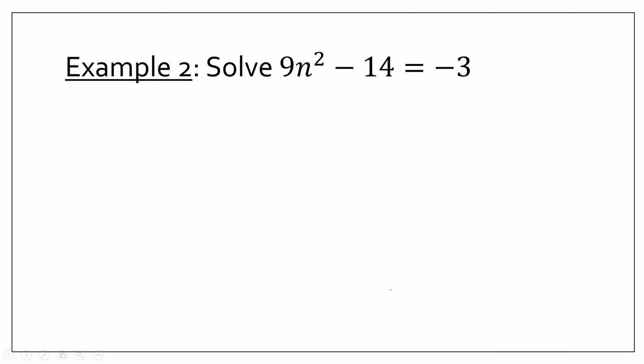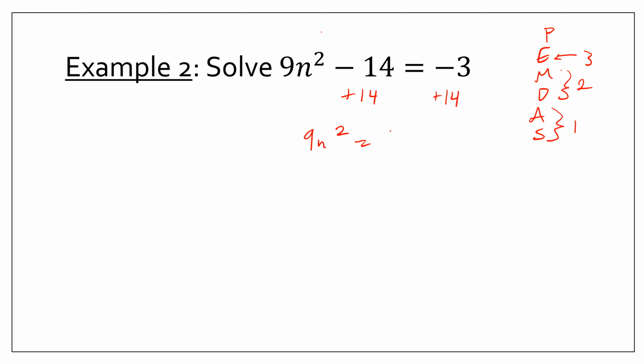Let's take a look at this one. Now notice that I have a square, but I also have some other things first. And if you remember, typically when we're solving, we do reverse PEMDAS. In other words, we try to cancel things that are adding and subtracting, then multiplying and dividing, and then exponents. So let's cancel the addition first. Let's add 14 to both sides. That gives me that 9n squared equals 11.